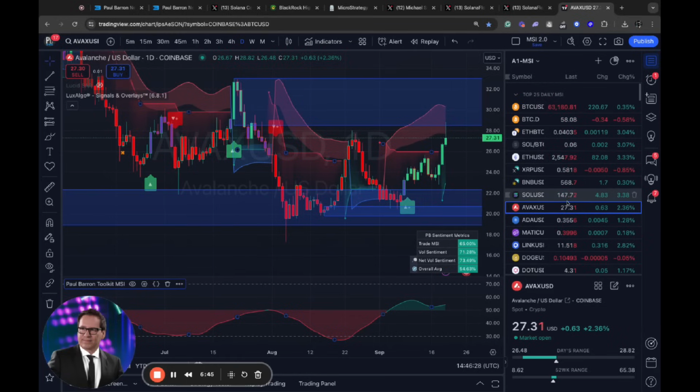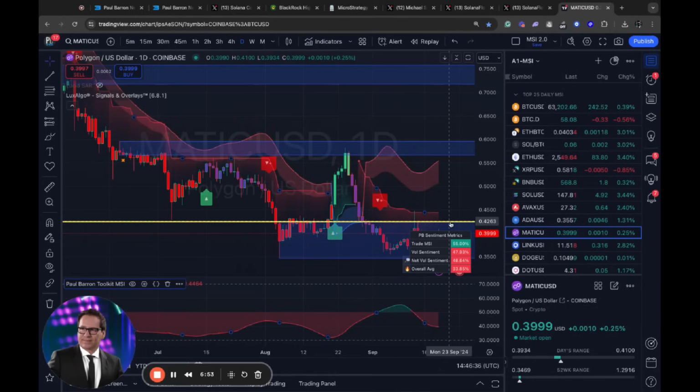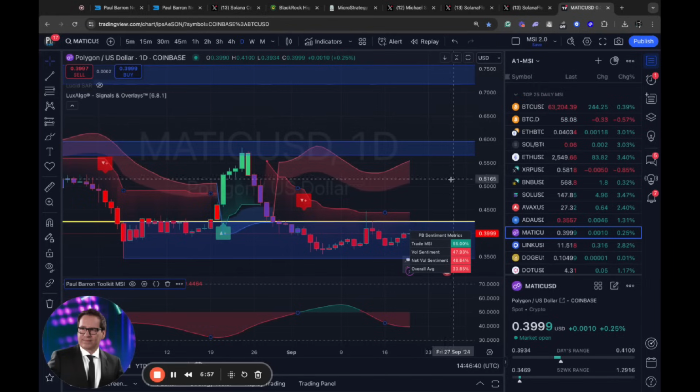Others that I'm watching right now, everybody's been asking me about Matic. I am holding it right now. This is a critical line of defense right now, about 42 cents. It's starting to move into that zone, but it's a long ways from entering another order block. I just don't know if it's there. And the sentiment isn't really solid on Matic just yet.